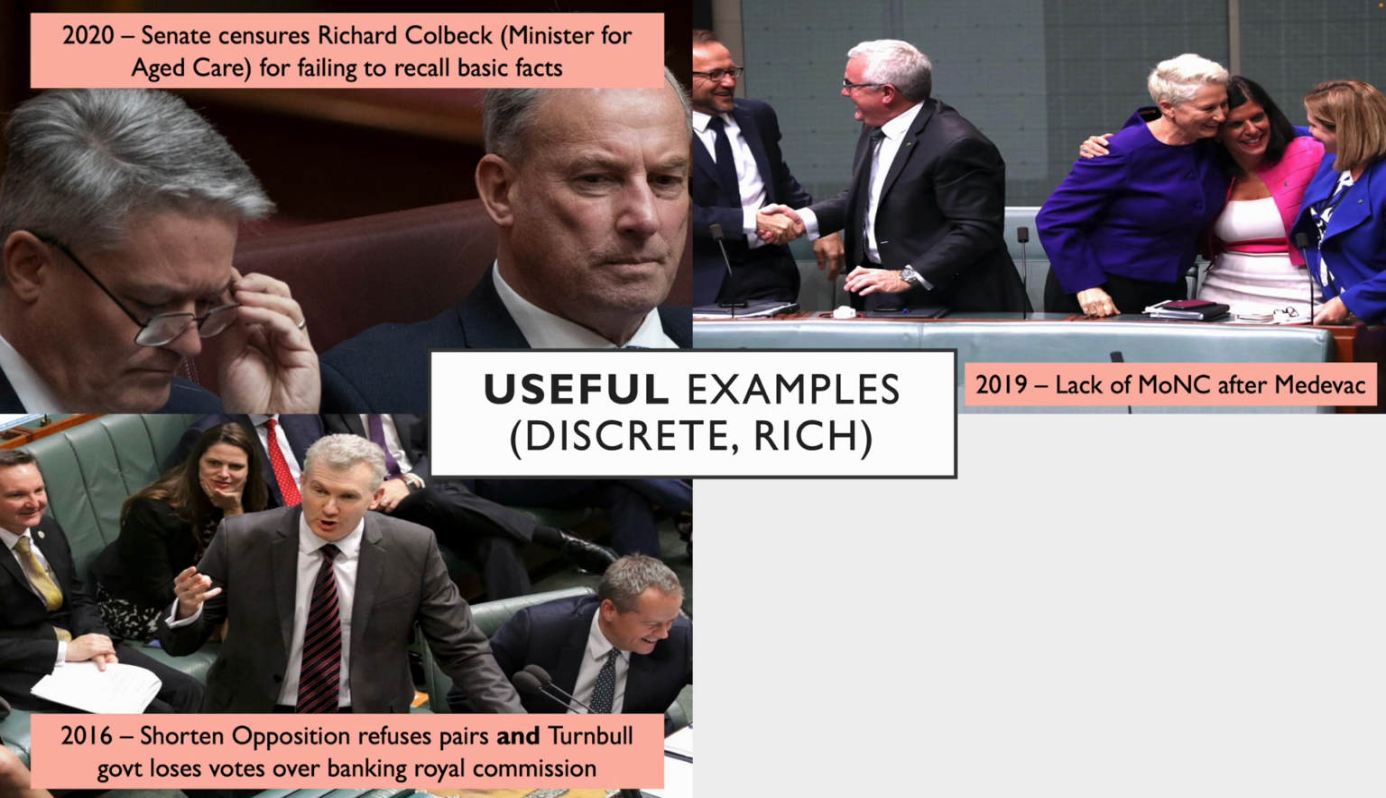This is a great example of the opposition using parliamentary procedures in tandem with a narrow government majority to hold the government to account, to scrutinise their conduct, and also to bring forward debate on a policy that they were in favour of, a banking royal commission, which eventually took place.